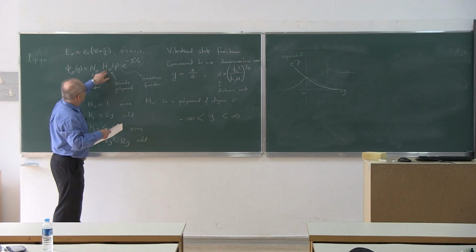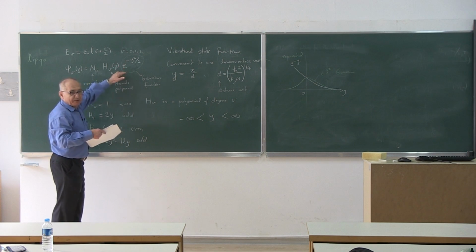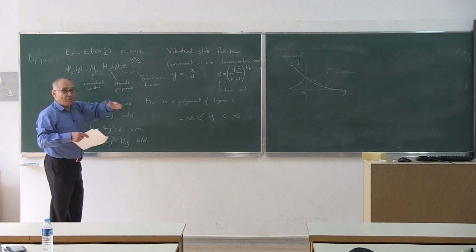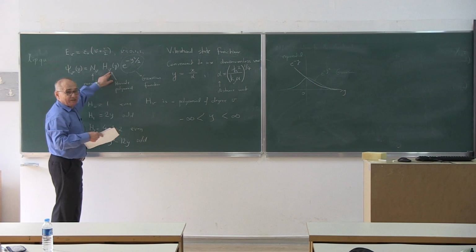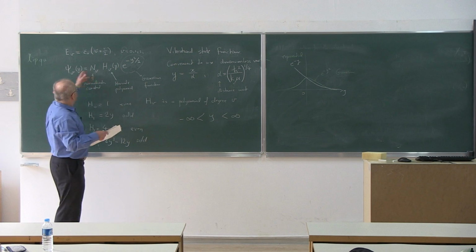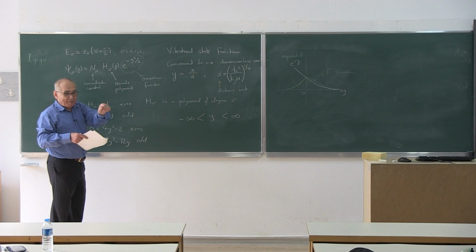The total function is Hermite function times this Gaussian factor. All right? The total function is either an odd function or even function, depending on just v here. If v is an even number, the vibrational total function is an even function with respect to y. On the other hand, if v is an odd number, the vibrational function is an odd function.